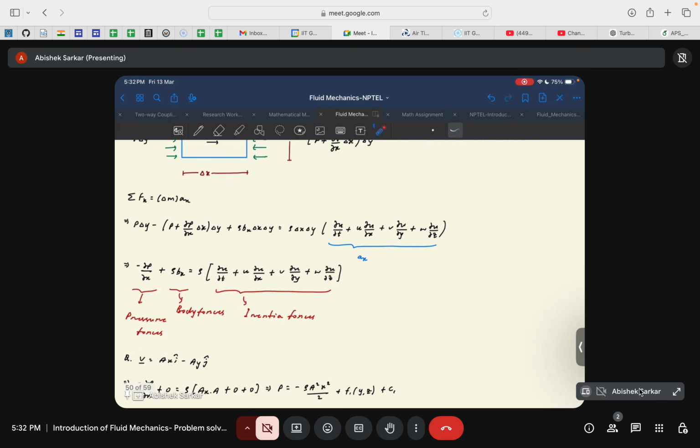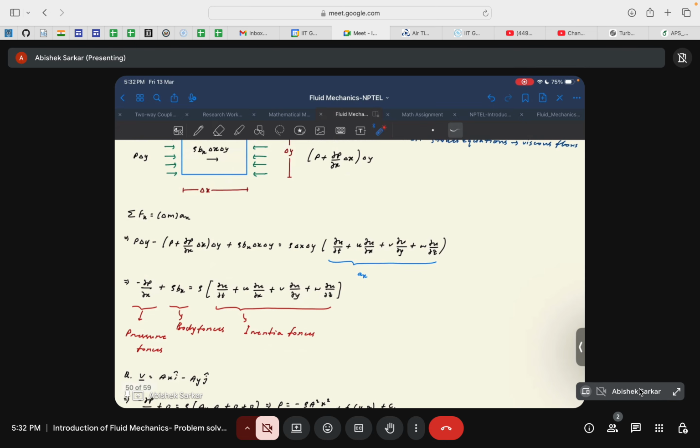Now from Newton's second law of motion, we have Fx equal to delta m times Ax. So Fx is all the forces acting on the body: the surface forces, that is the pressure, and the body forces, given by Bx. If you write out these terms, we have P delta y minus (P plus ∂P/∂x delta x) delta y plus rho Bx delta x delta y equal to mass, that is density times volume, rho delta x delta y, times the acceleration, that is given by the Eulerian acceleration.